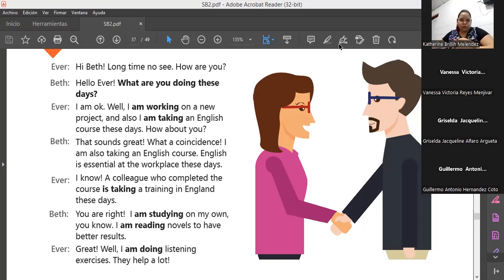Okay, good job. Look, there are some words that need to refine the pronunciation, okay? The pronunciation is really important to understand the words when we say them, right? So let's start by saying, what are you doing these days? What are you doing? Aquí no es doing, okay? Esto es del verbo do. Entonces es doing. What are you doing these days?